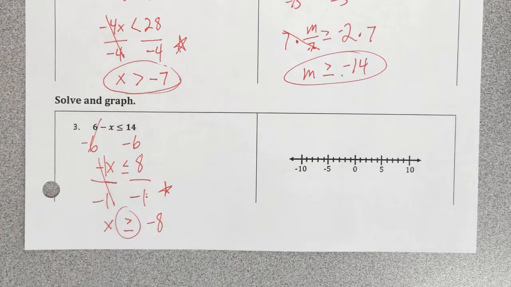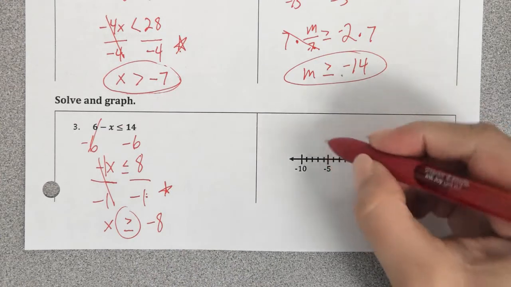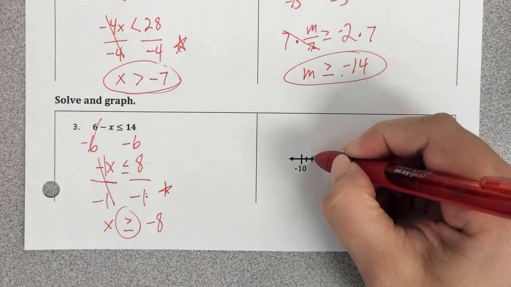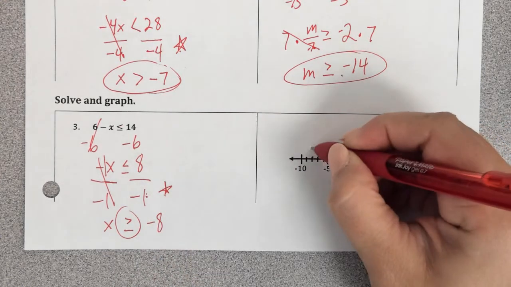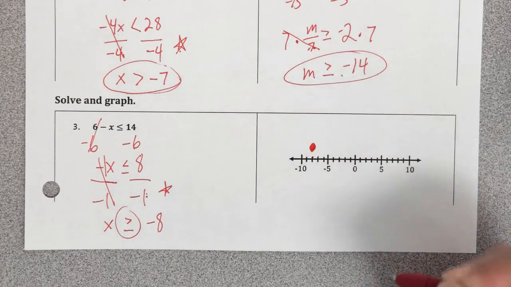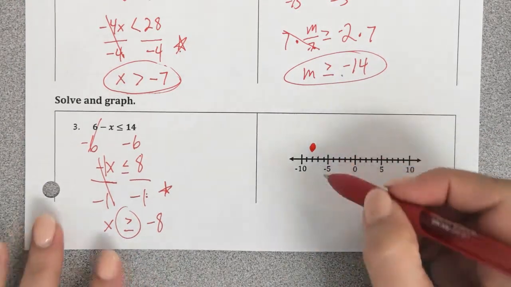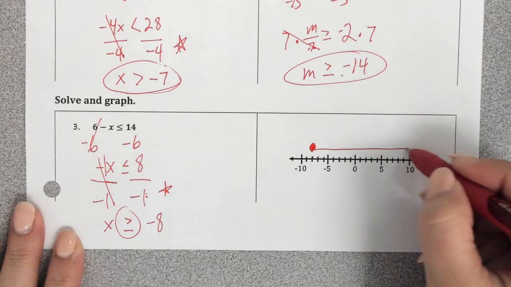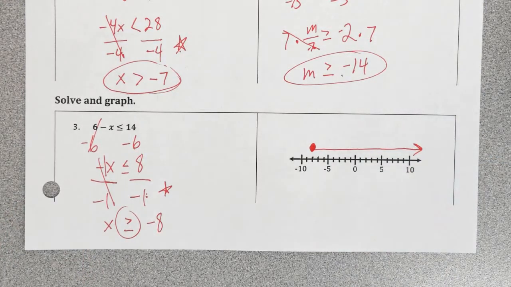Now this one I was asked to solve and graph, so I'll come over here, negative 6, negative 7, negative 8. I'll do a closed circle since it does say or equal to. And since I will be greater than, I will point my inequality that direction.